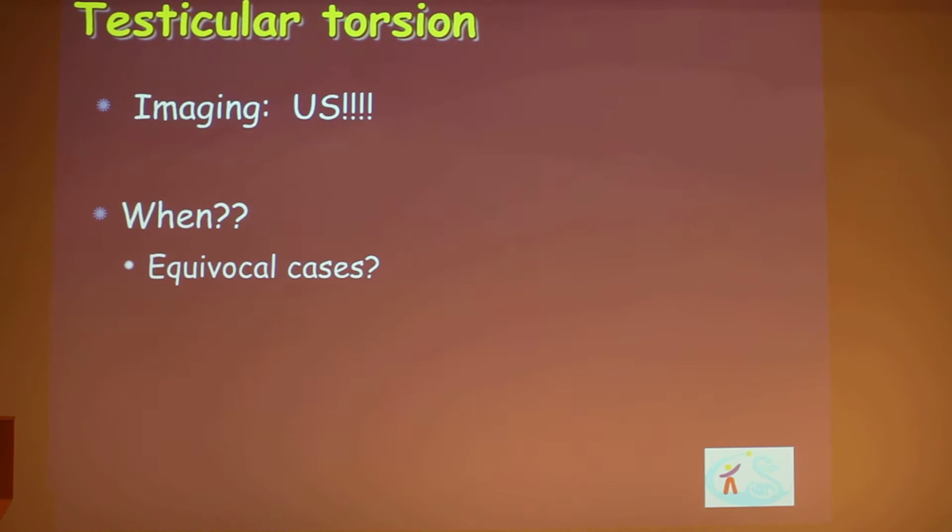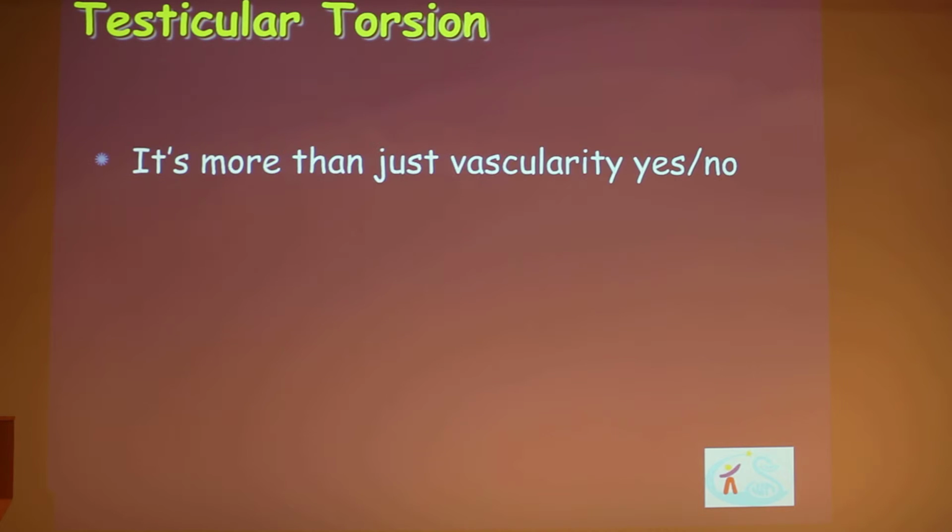Well, should we image it? Yes, we should. And how should we image it? Ultrasound is the only really reasonable tool to use. And when should we image them? Should we only image them in equivocal cases, or should we only image them when the urologist asks for it? At our institution, we image almost all of them. We came to the conclusion that it's much more accurate than the physical examination.